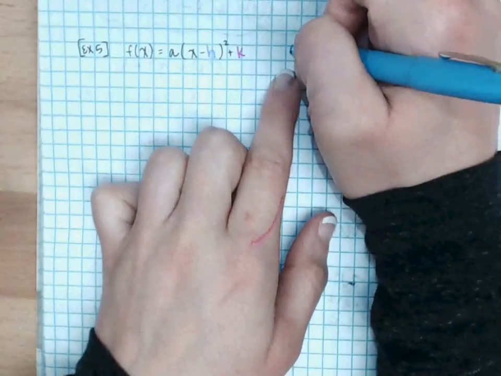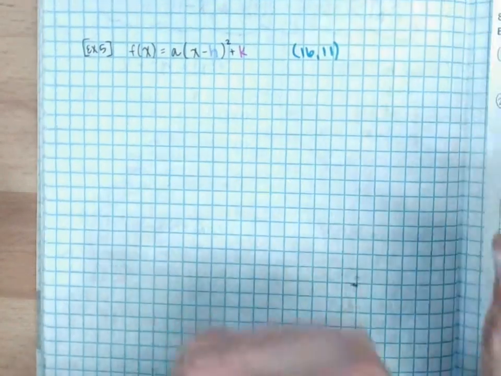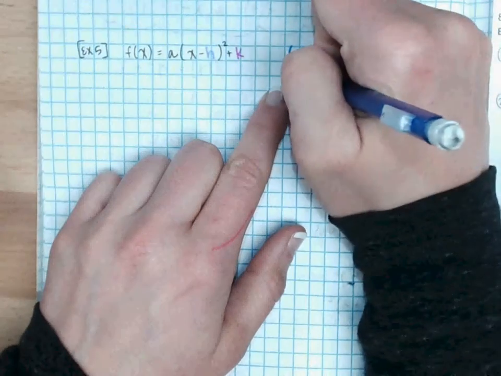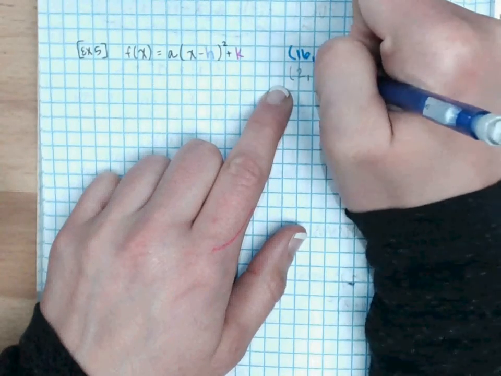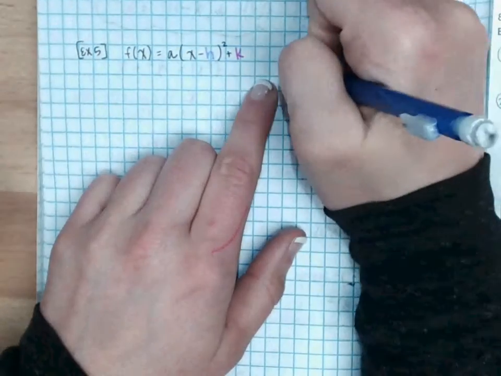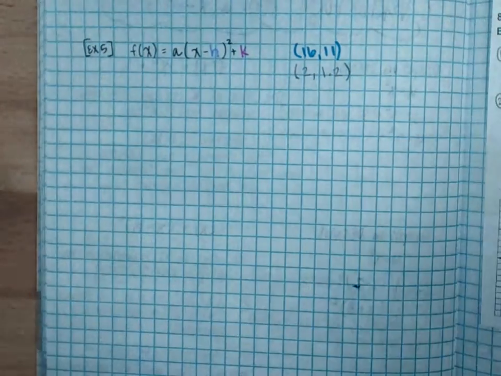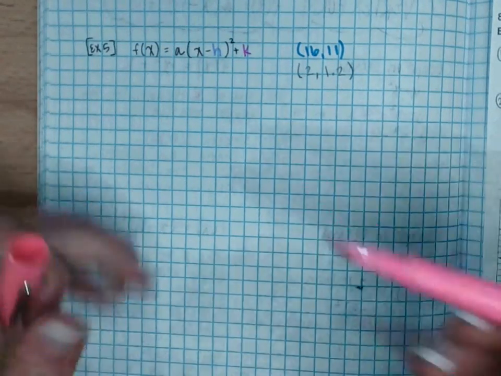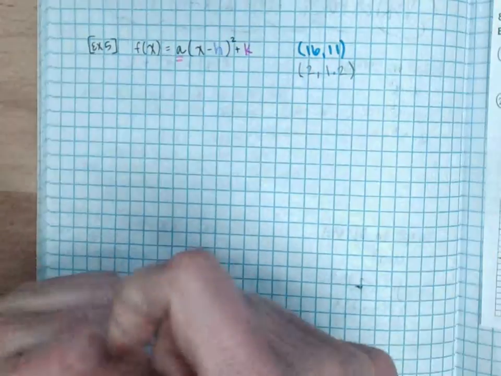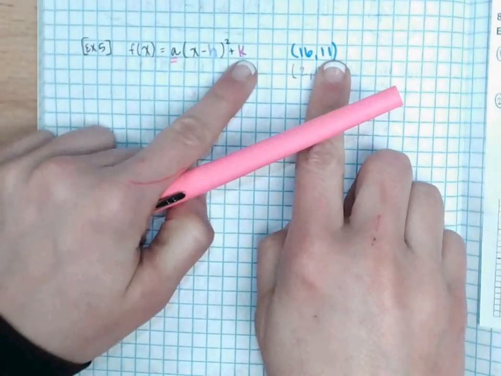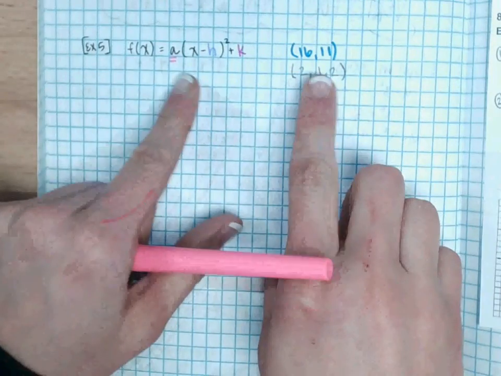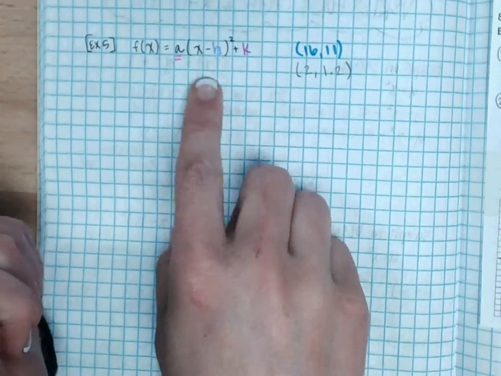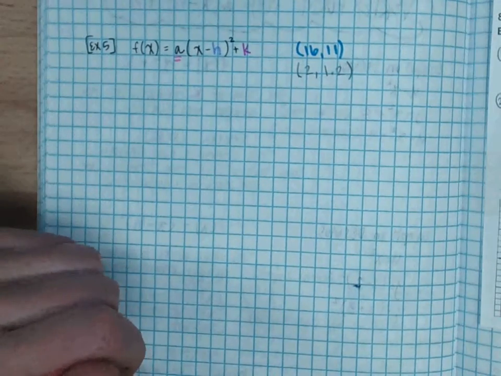They told us that the vertex was (16, 11), and they told us that the starting point of the soccer ball was 1.2. So it might have seemed like that point just came out of thin air. It did. They just told us that point. So in this case, we don't know what our a value is. But we know the h and the k, and we know an x and a y value. So we can plug all 4 of those numbers into our vertex formula and solve it to determine what our a value is.